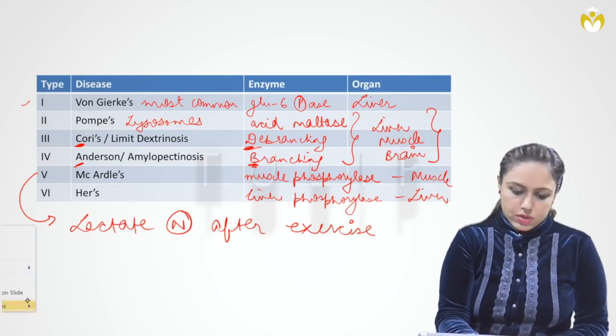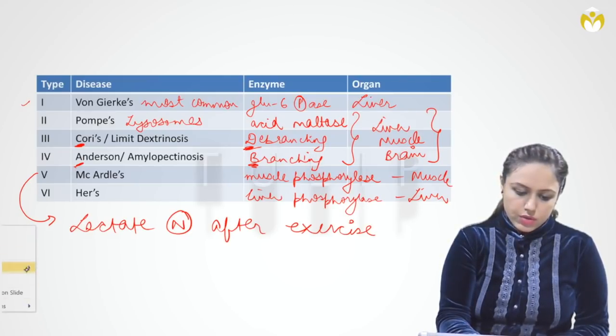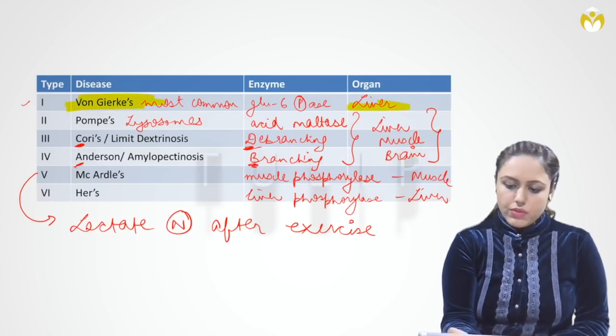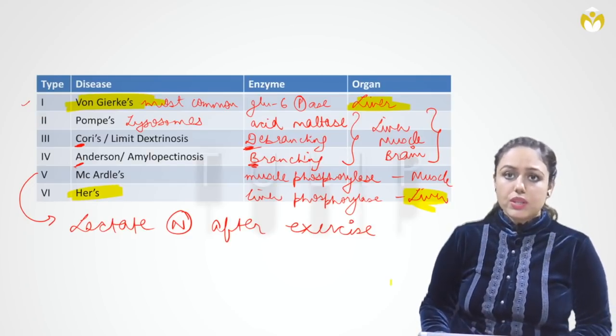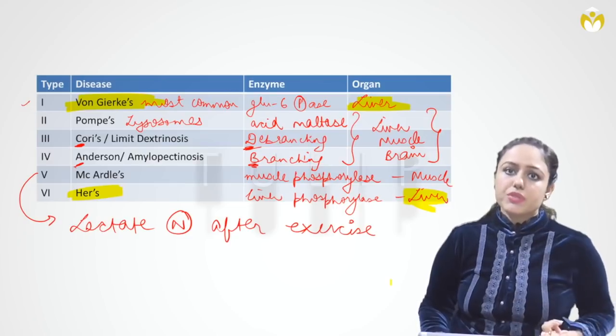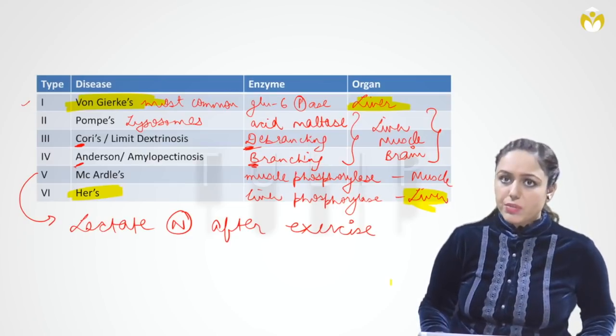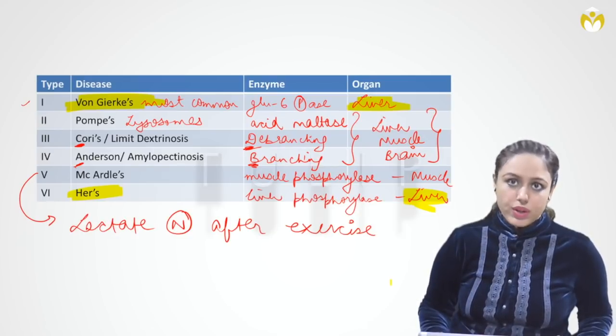Now, one more important thing I would like to tell you here. In von Gierke's disease also only the liver is affected. In Hers' disease also only the liver is affected. So there are a few points by which you can distinguish between them. In type 1 disease, there is severe hypoglycemia, but in type 6 disease, we have mild hypoglycemia, because in type 1, no gluconeogenesis is occurring because this enzyme, glucose-6-phosphatase, is common to both gluconeogenesis and glycogenolysis.